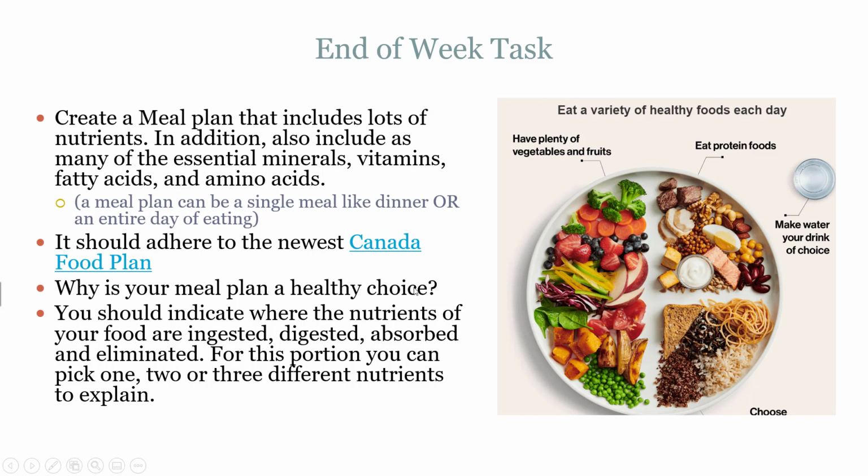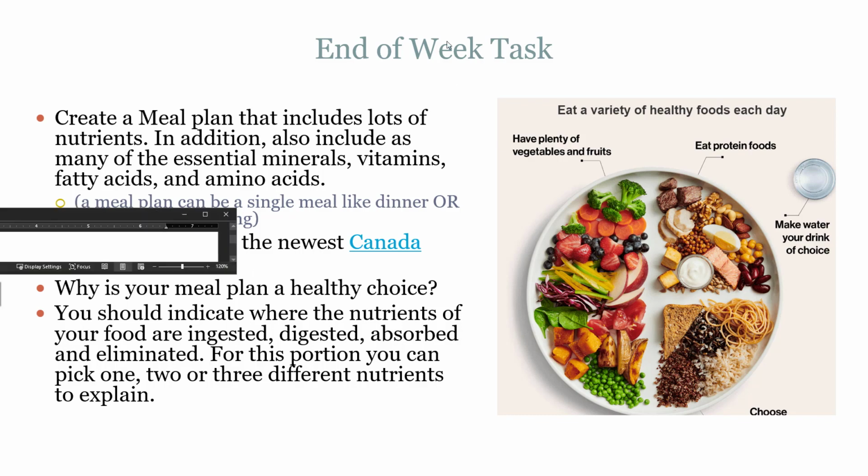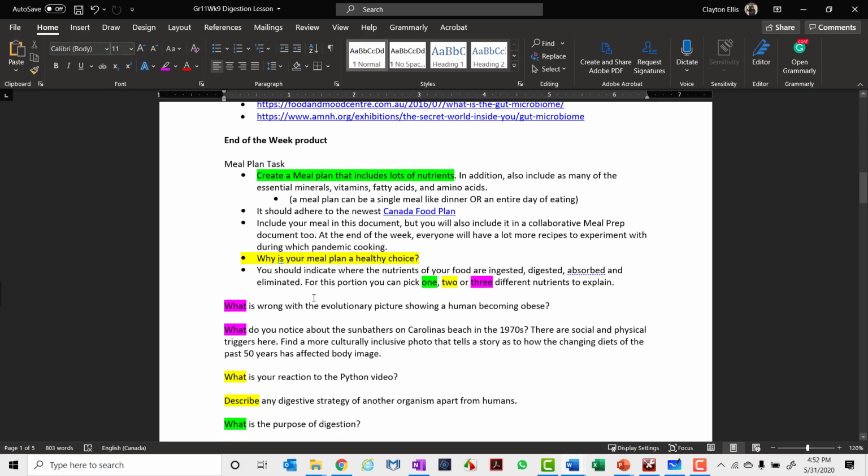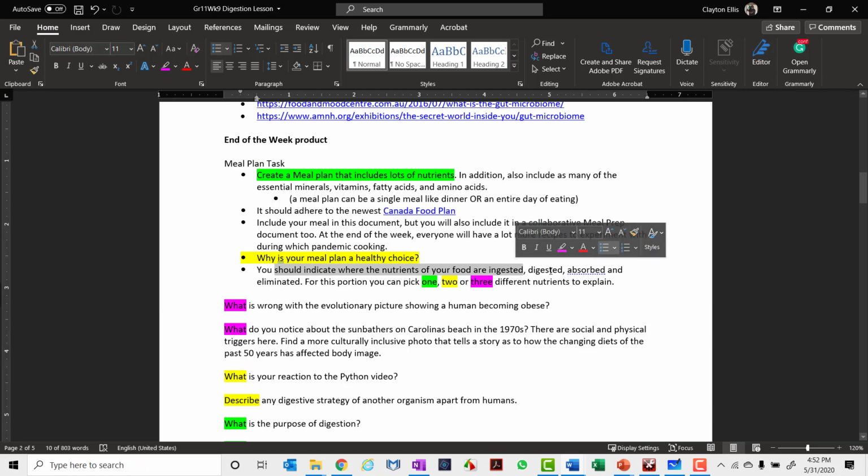Tell us why it's a healthy choice, and to make this a grade 11 bio complete project, you should be telling us where the nutrients that are in your food are ingested, digested, absorbed, and eliminated. If you're doing just the minimum, pick 1 nutrient. So if you do a burger, we know there's a lot of fat in it, talk about the fat. Fat's a complex one, so you might skip that and go to protein.